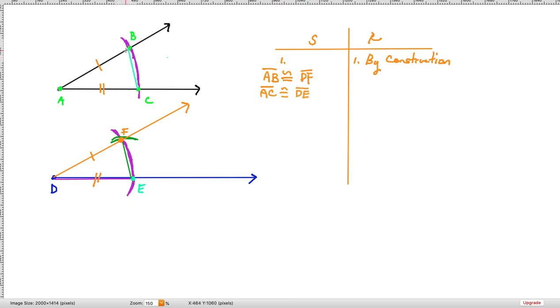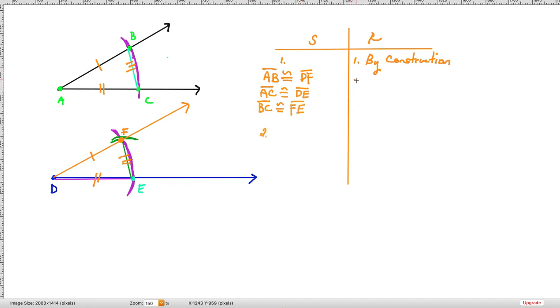And then finally, if you remember, I measured this length from B to C, and I went over to point E, and I drew this green arc. So from E to F, or any point on that green arc, is going to be equal to the length from B to C. So this length from E to F is the same as the length from B to C. And this is essentially what we have by our construction. So BC is congruent to FE. And this is all, again, by our construction.